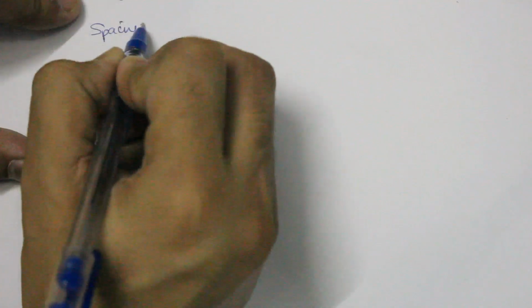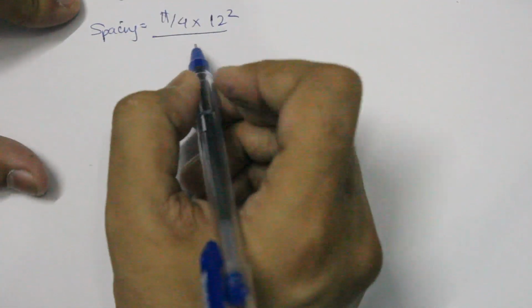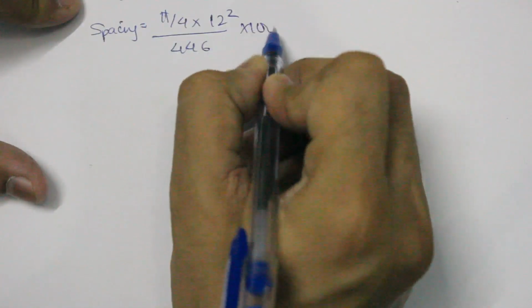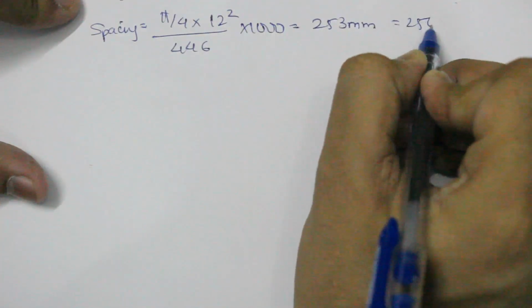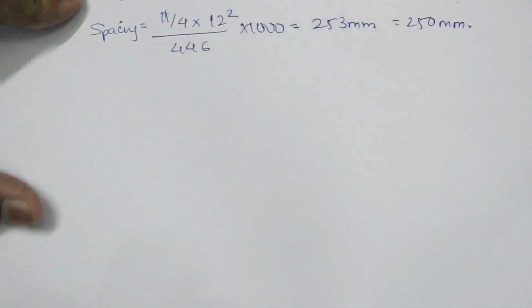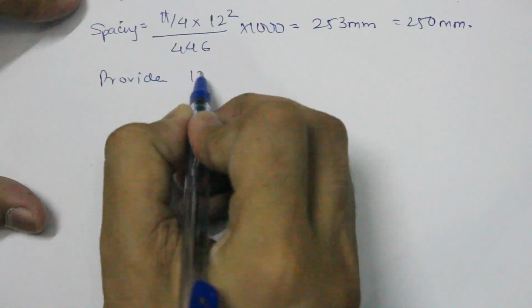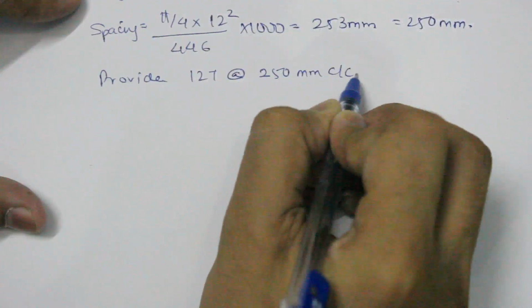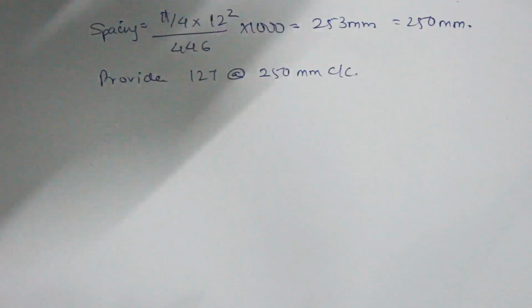Now the spacing in y direction will be area of 1 bar, which is pi by 4 into 12 square, upon the area of steel required, which is 446, multiplied by 1000, which is 253 mm, which we will assume to be 250 mm. So provide 12 tor at 250 mm center to center. So what we got: area of steel in x direction, and area of steel in y direction.